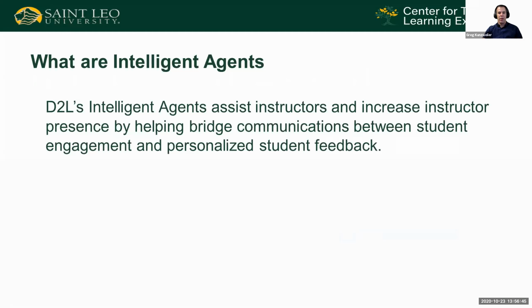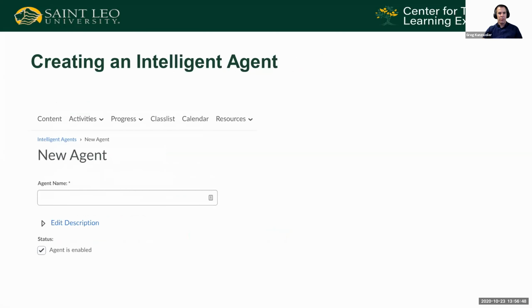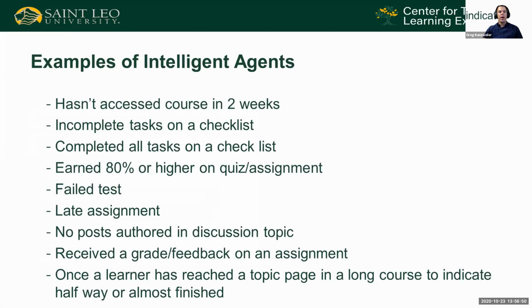So, all right, let me go ahead and get back to where we were here. Some of the other examples that we could look at, and the template that I'm going to have on the website actually has how to set these all up. So if the person hasn't accessed the course in 2 weeks, if they have incomplete tasks on a checklist, whether they've completed all the tasks on a checklist, earned 80% or higher on a quiz, they could have possibly failed a test. They might even get a 0. Once things are due and you end up having a 0, it can notify them of that.